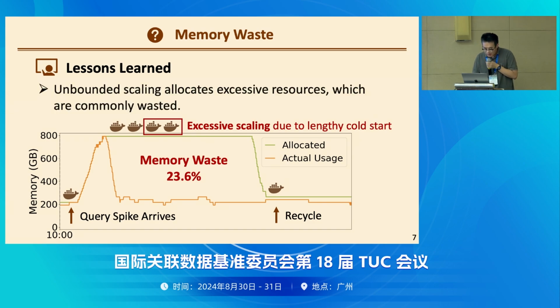So our conclusion is that the unbounded scaling method will lead to the allocation of excessive resources, often resulting in wastage during the keep-alive period. This would waste a lot of money for the cloud providers.